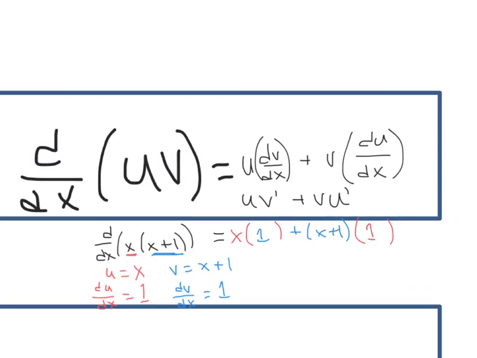If I go ahead and simplify this, I would end up with x plus x plus 1, which is equal to 2x plus 1, okay? So that is the derivative of your function, okay? Now I know in this case you could have also multiplied that out, right? You could have distributed the x and you would have ended up with x squared.